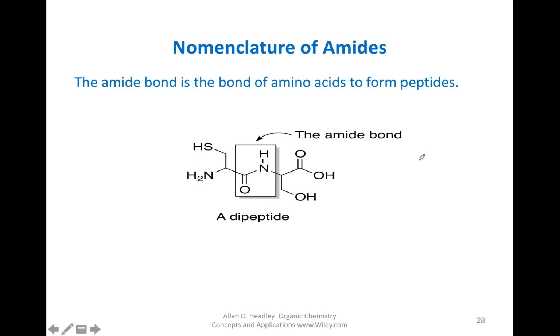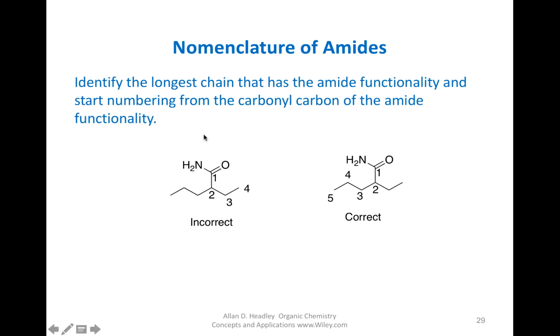Here's an example of a dipeptide, and of course, as you know from your biology course, peptides are really amino acids that are joined together by an amide bond. So here's the amide bond right here. And here's one amino acid, and here's another amino acid to make that a dipeptide.